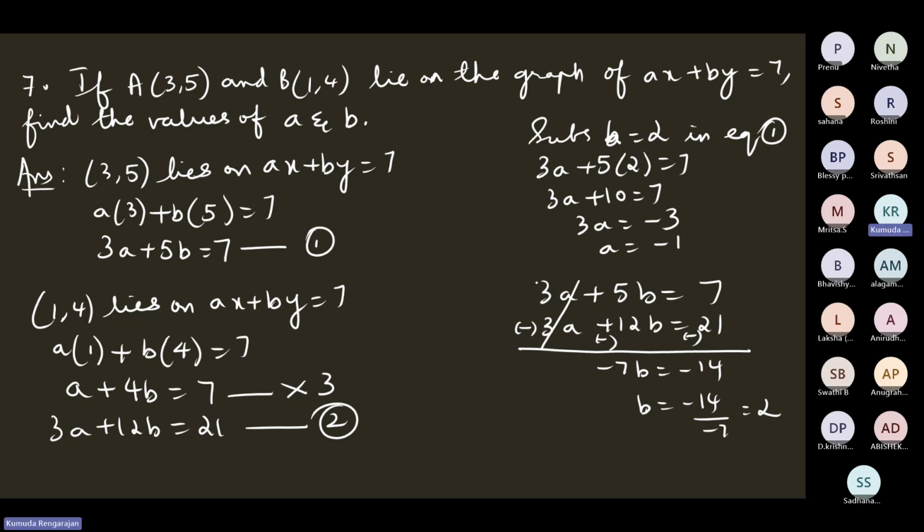Now write the equations one below the other. But 3a and 3a is 6a. You want to cancel it. So change the signs throughout. 3a minus 3a, 0. Then 5b minus 12b, minus 7b, is equal to 7 minus 21, which is minus 14. We change the signs throughout in the second equation, because only then you can cancel 3a and minus 3a.